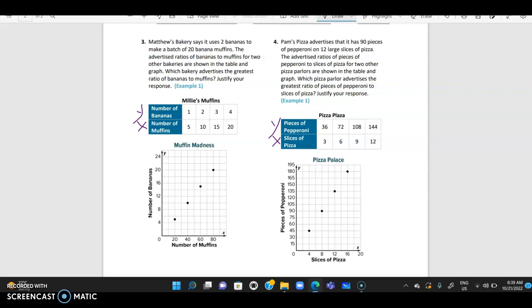And then you need to compare the three and figure out which one is the closest to the y-axis, and that would be the one with the highest ratio. So that's it.